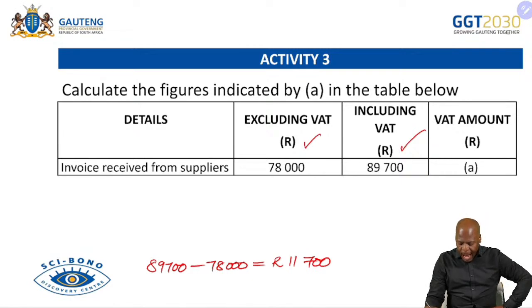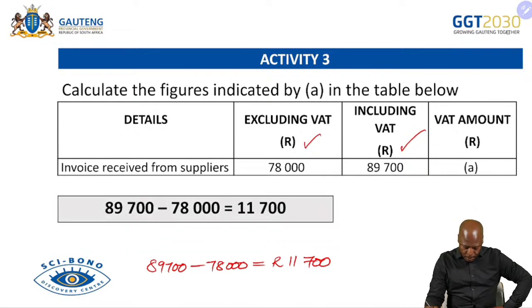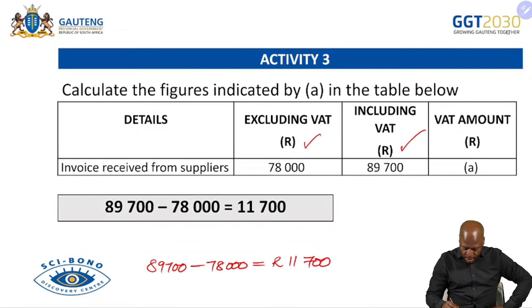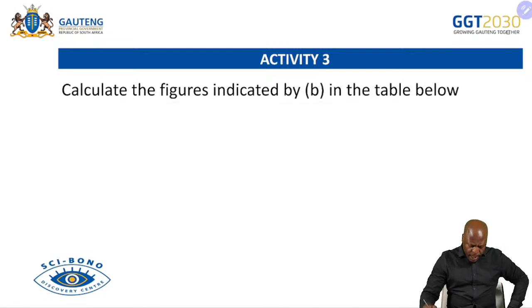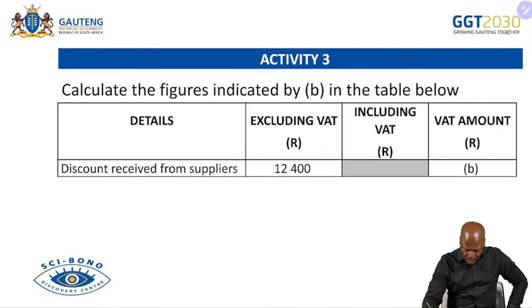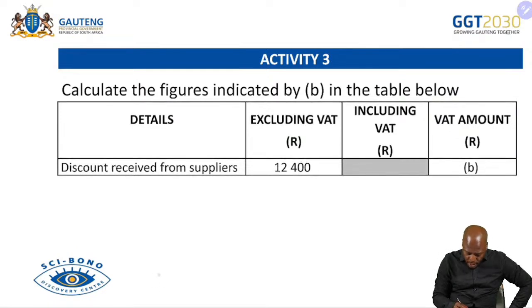Let's see how to get B. Calculate the figures indicated by B in the table below. There is my table. And B is the VAT amount. So what I want is 15%. Remember, VAT is 15%.